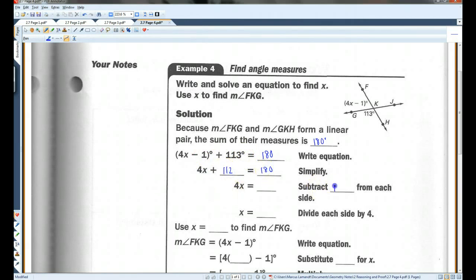I'm going to subtract 112 from each side. 180 minus 112, that's 68. Now I'm going to divide each side by 4.